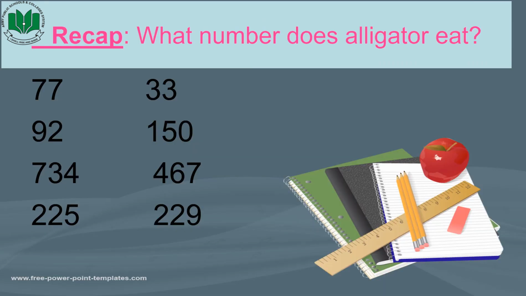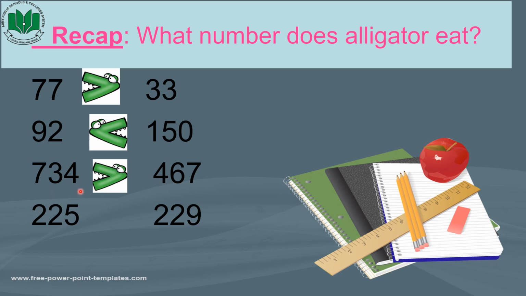Let's have a recap of the lesson. What number does alligator eat? 77 and 33. Which is the greater number? 77 or 33? 77. Alligator eats 77. 92 and 150. Which one is greater? 150 is greater. 734 and 467. Which is greater? 734 is greater than 467.